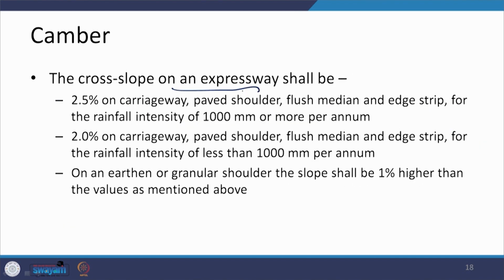In the case of expressways, again it says 2.5% on the carriageway or the paved shoulder or the flush median or the edge strip, which is 0.75 meters wide, if the rainfall intensity is 1000 mm or more per annum, otherwise 2%. And on an earthen or granular shoulder which is being provided, so you have two types of shoulders, paved and unpaved, we are talking now about the unpaved one, which is having 200 mm thickness, that we have already discussed. The slope shall be 1% higher than the values mentioned above, that means instead of 2.5 and 2 they will become 3.5% and 3% respectively. So, that is how we are going to do it.